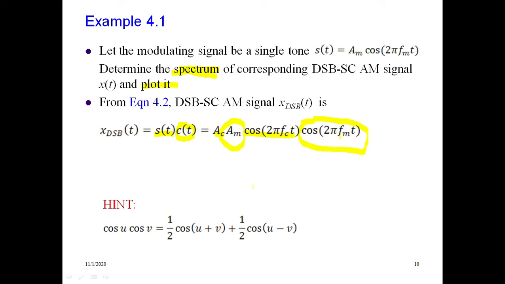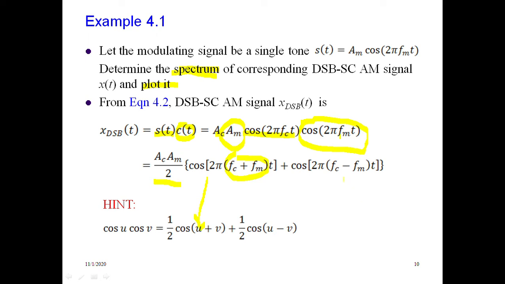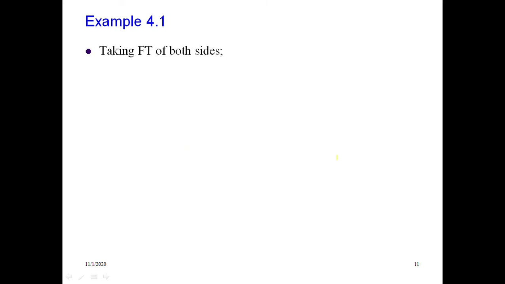So you have to remember this Euler representation. Now we want to multiply the amplitude, that means ACAM divided by 2, and the cos using this formula, 2 pi FC plus M, U plus V, and also U minus V. Now we have found the modulated signal in the time domain.